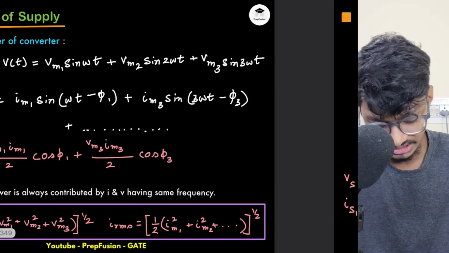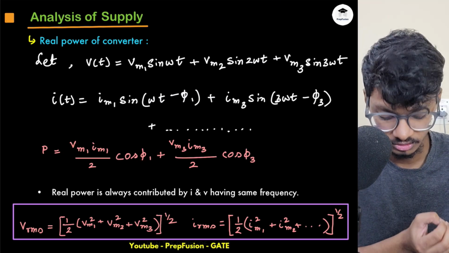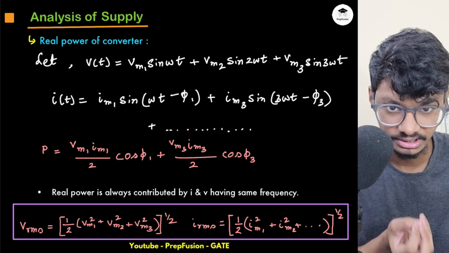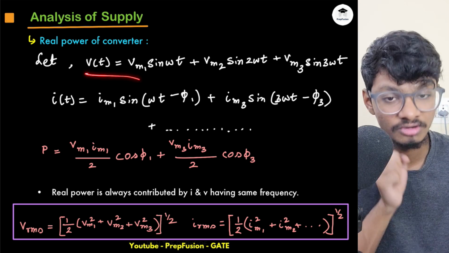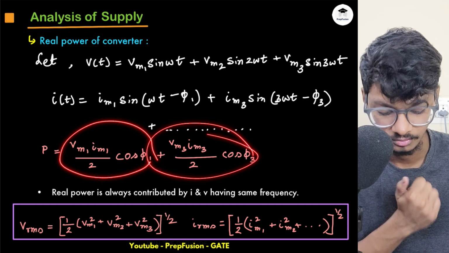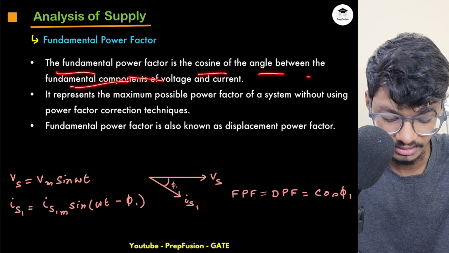Okay, and this is the useful thing, that's why we have made this term separately, because this is very useful to us, because only this is generating the power, other components are not. But in this case you can see cos phi 3 is generating the power, but in most cases our voltage will be pure sinusoid, and then only this component will generate power and not this component. So the fundamental power factor is the cosine of the angle between the fundamental components of voltage and current.